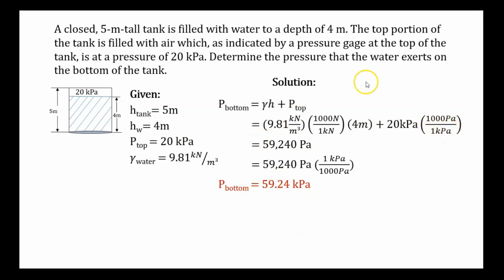So plugging this into the calculator, this will yield 59,240 pascals. Now let's convert this 59,240 pascals into kilopascals by multiplying by 1 kilopascal over 1000 pascals. So the pascal unit will be cancelled, and therefore the pressure that the water exerts on the bottom of the tank is 59.24 kilopascals.